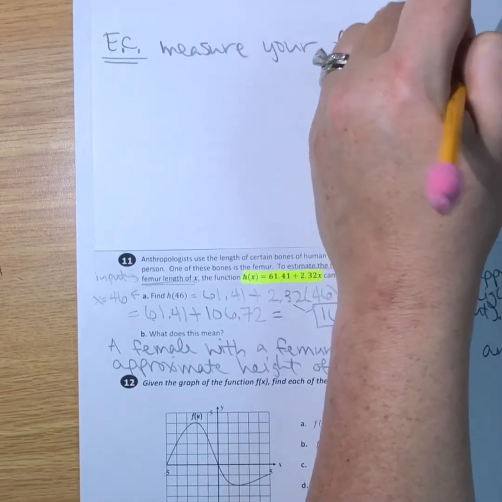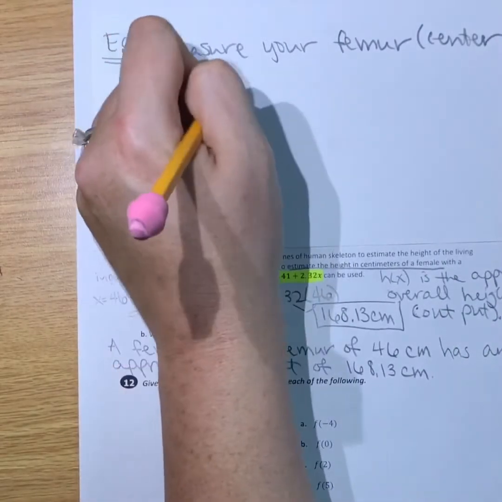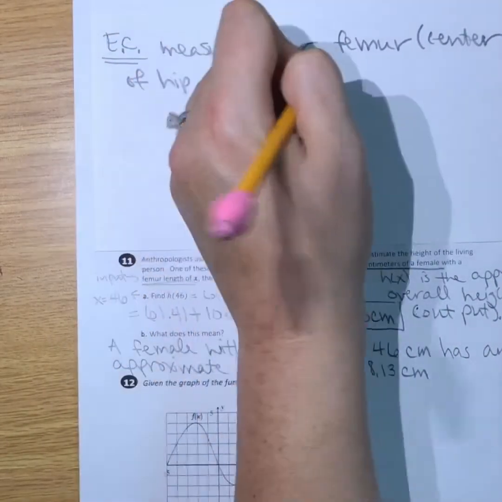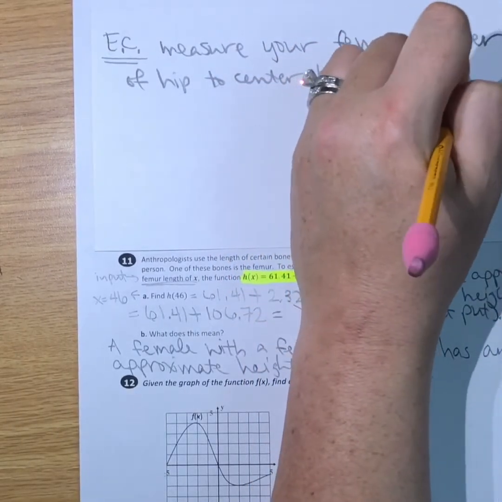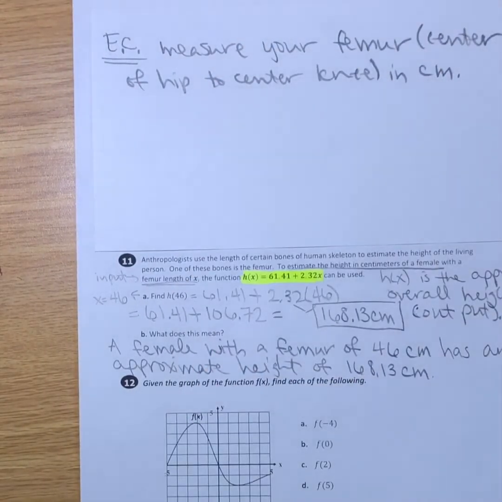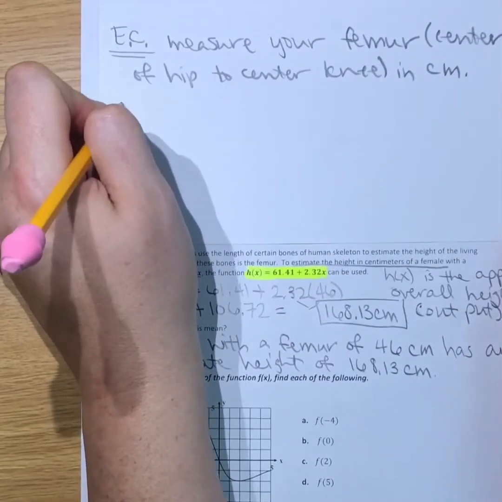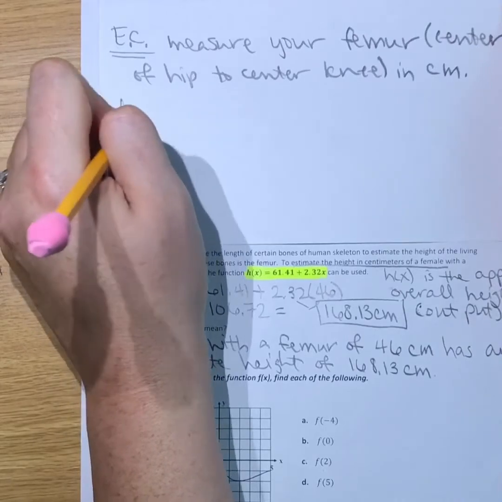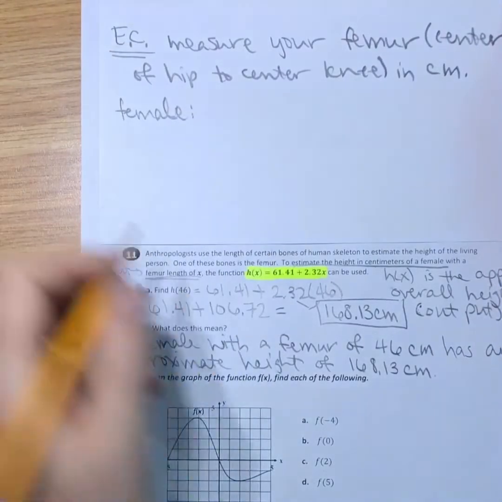Basically, okay, center of your hip to the center of your knee, and this is in centimeters. And again, you're just using your best estimate. And then for biological females, we're going to use the same formula that they use here.